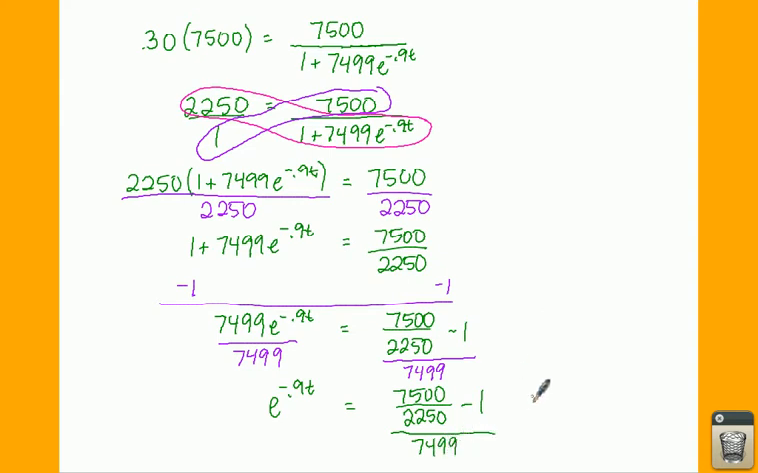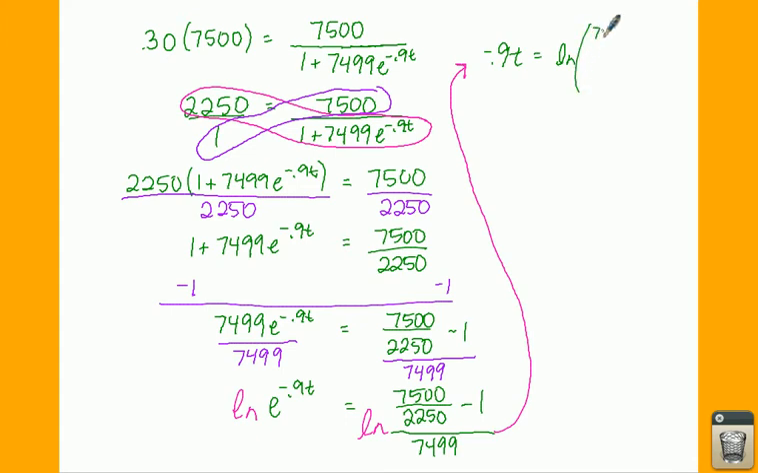So we have e to the negative 0.9t equals all this, over 7499. Now in order to get rid of a base e, we need to natural log both sides. And when you do that, almost done. Negative 0.9t equals the natural log of (7,500 divided by 2,250 minus 1) all over 7499, and all this just has to be divided by negative 0.9. Gee, thought this was going to be difficult.